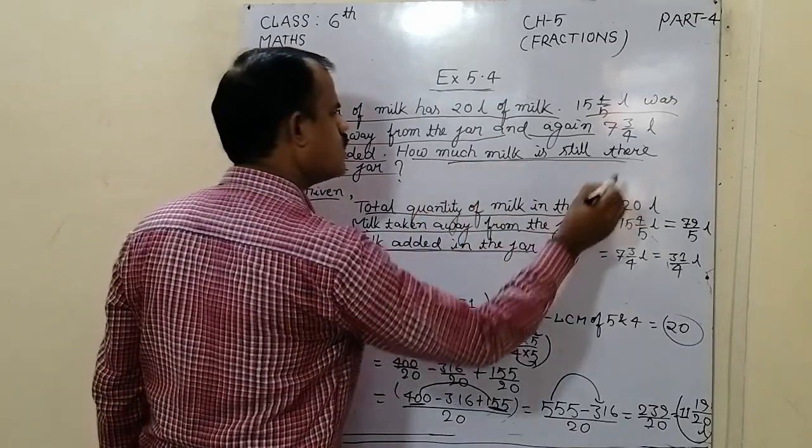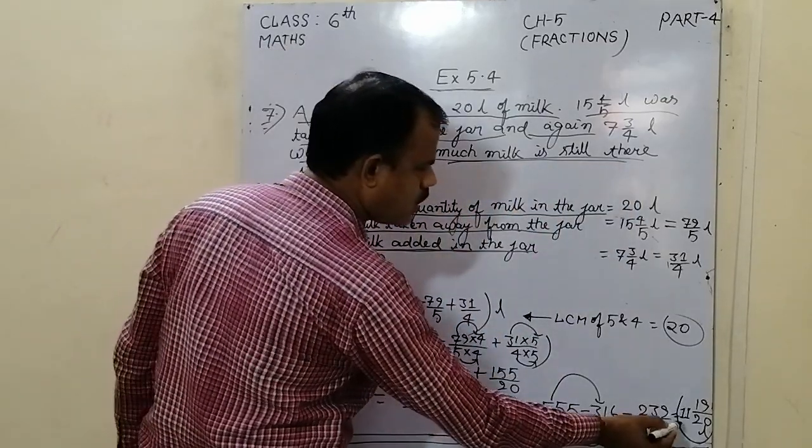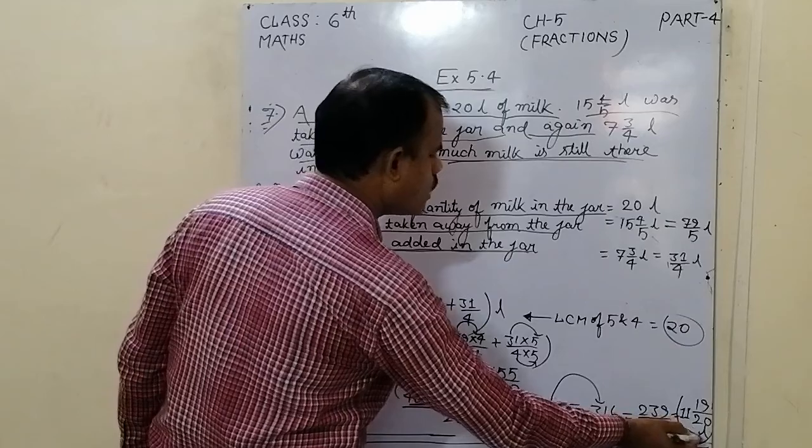So milk still there in the jar is 11 whole 19 by 20 liters.